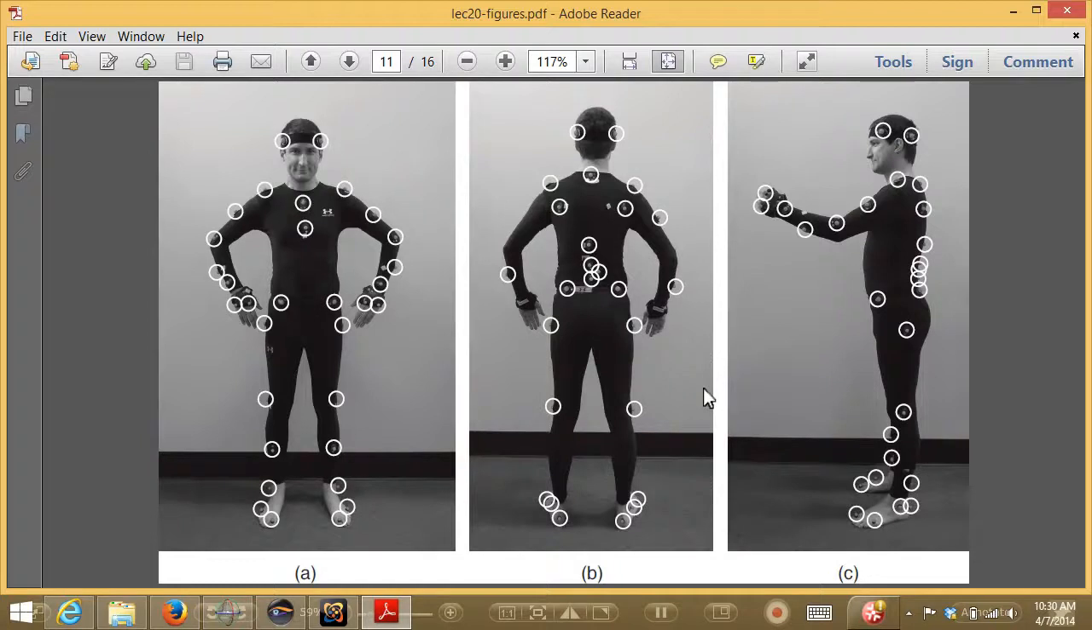Like I said, part of the reason that the mocap suit is embarrassingly tight is that you want to get those markers as close to the surface of the body as you can. Okay, so that's the setup phase in the environment.